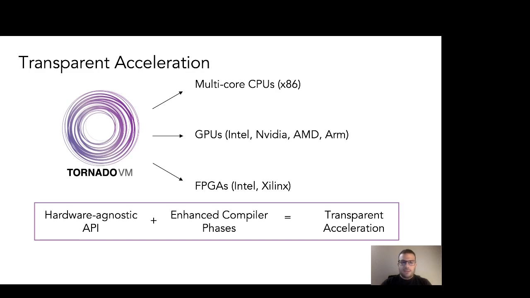Everything is hidden under our compiler. In a sense, TornadoVM abstracts all this information regarding hardware architecture by emitting code and automatically applying transformations of the code at the compiler level. So in a sense, we have a hardware-agnostic API that enables developers to express parallelism, and our TornadoVM compiler enhances the code and emits code optimized for GPUs or optimized for FPGAs, transparently to the user. And this results in transparent acceleration.